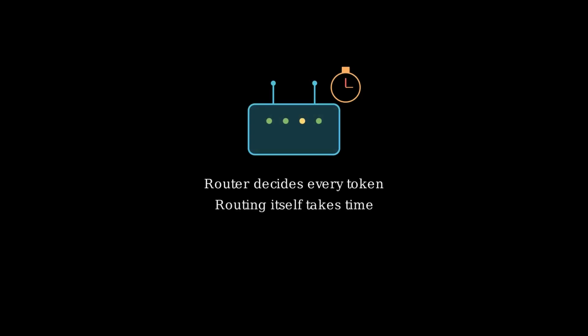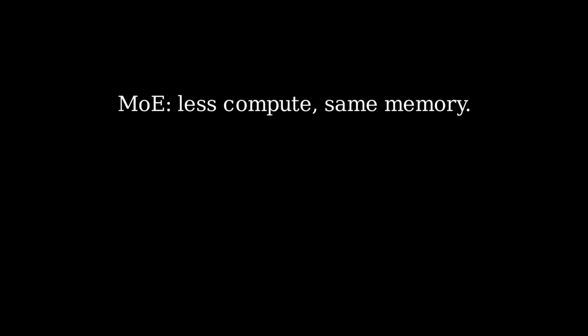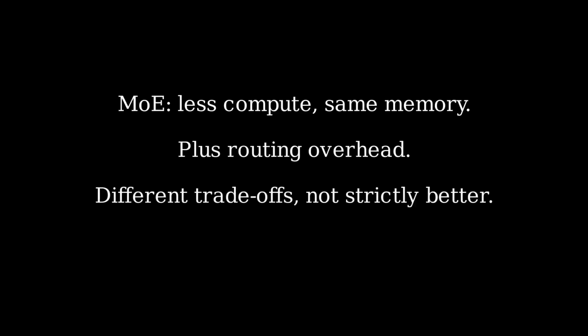And there's a third reality. The router itself takes time. Every token requires a routing decision. Routing variability adds latency unpredictability. For real time, this matters. MoE: less compute per token, but same memory burden, plus routing overhead. Different trade-offs from dense, not strictly better. Next, the real engineering numbers.